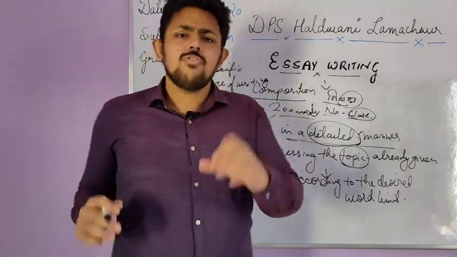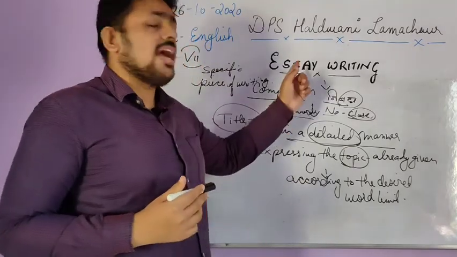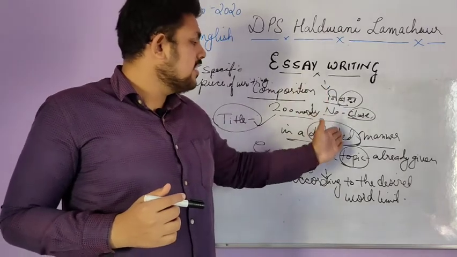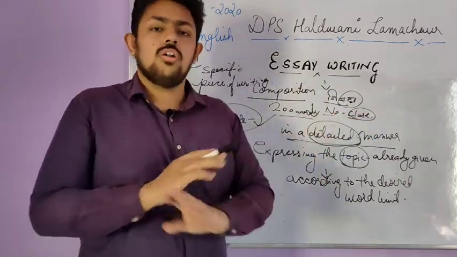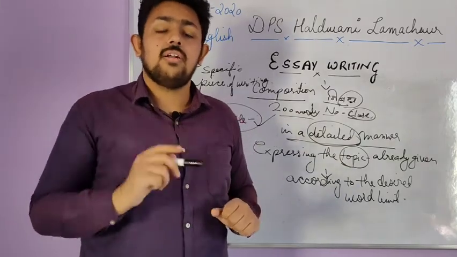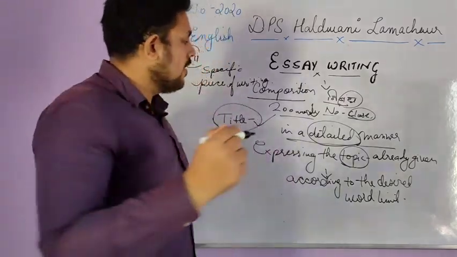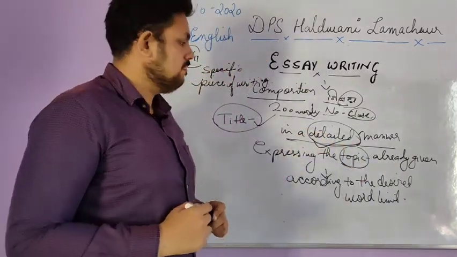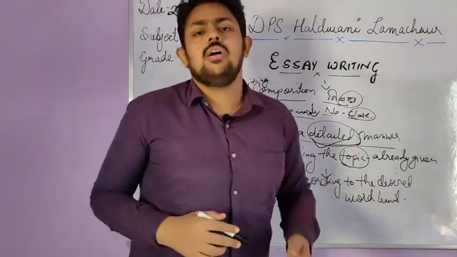In a paragraph you just write the major points, but in an essay you write the detailed version. No close, remember this thing. So you have to give a detailed description of the topic that is already given, according to the desired word limit.